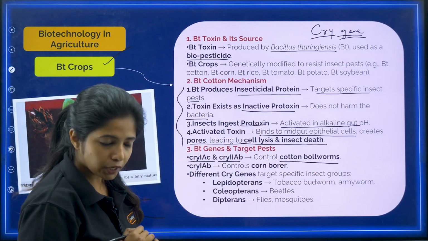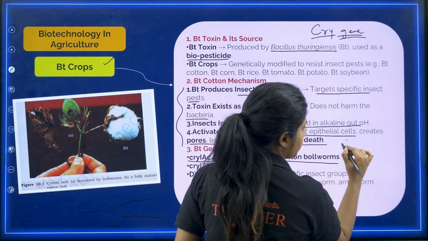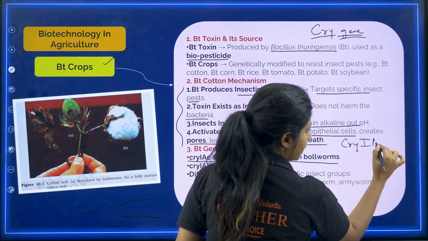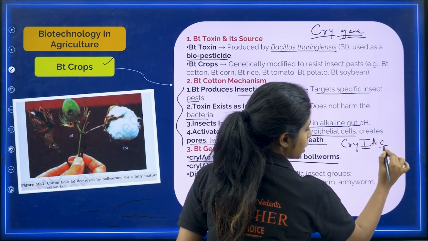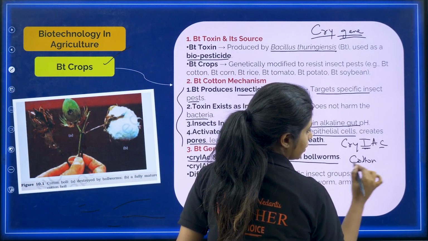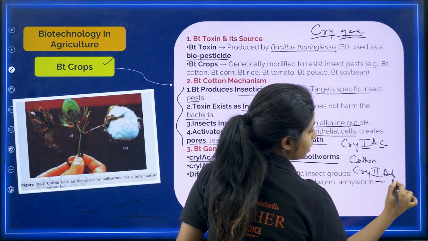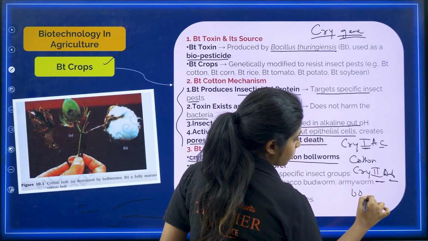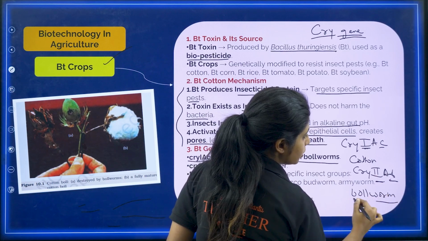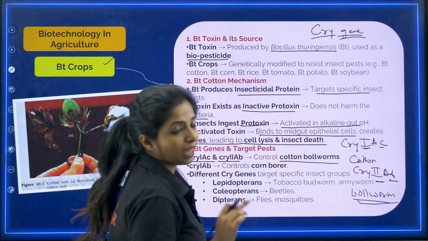Is for what? Cotton bollworms. How do I remember it? Listen to me. Cry1AC. The first letter starts with C, so cotton. Now Cry2AB. The second letter starts with B, so it is bollworm. So for cotton bollworm, you have two things, that is Cry1AC and Cry2AB.